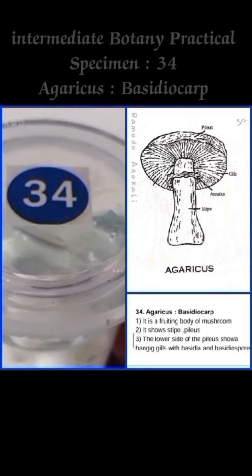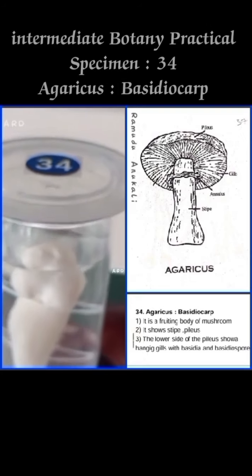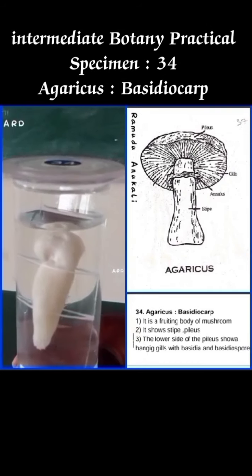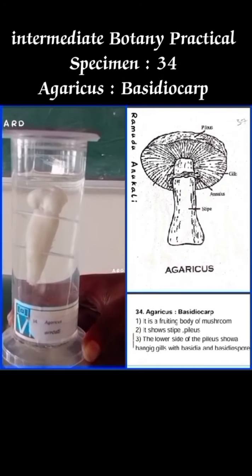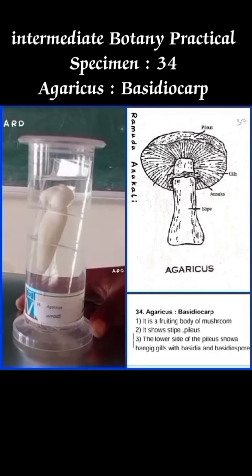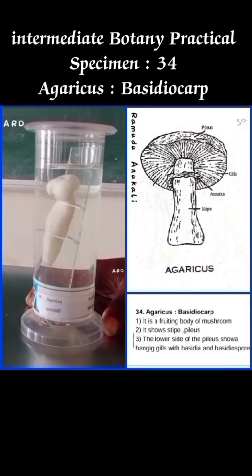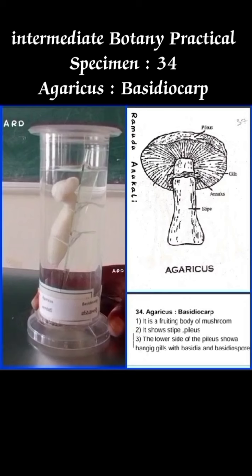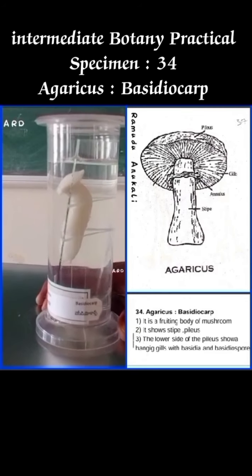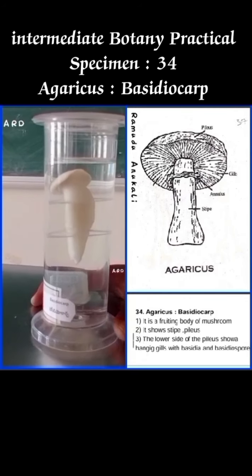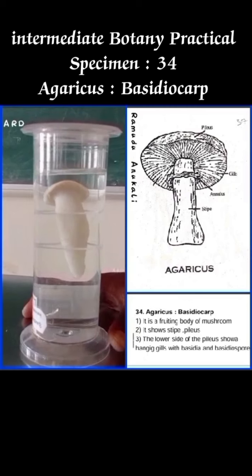Number 34. Specimen. Agaricus basidiocarp. It is a fruiting body of mushroom. It shows stipe and pileus. The lower side of the pileus shows hanging gills with basidia and basidiospores.